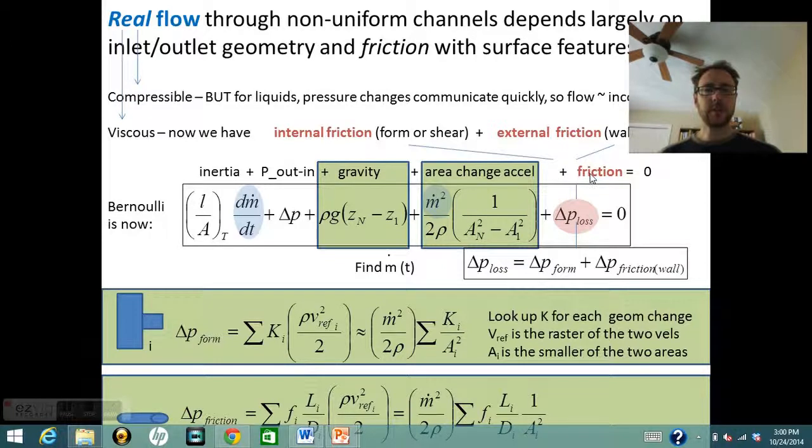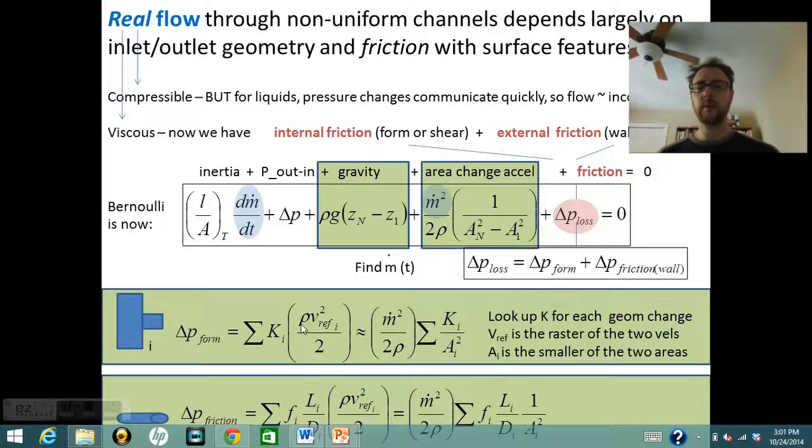Now, as I mentioned a moment ago, our friction force comes from internal friction factors and external friction factors. So we write it as the pressure loss here being a form loss and a friction loss, and those are those two green boxes down here. So for our form loss, we essentially have the flow coming into that form, maybe an entrance plenum, an exit plenum, or a spacer or something, some sort of feature change in the geometry.